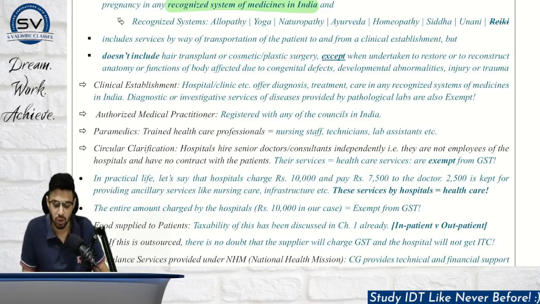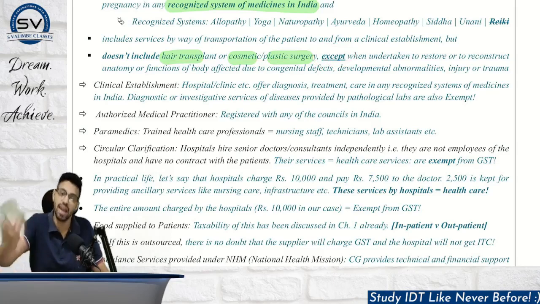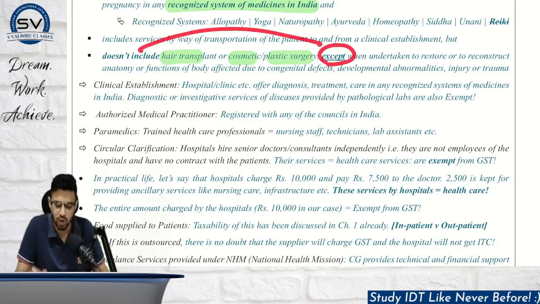Now learn the feel of it. Okay, you have to understand the logic. Hair transplant, cosmetic and plastic surgery, these generally are the activities associated with rich people. Okay, these are highly costly services, so here GST is not exempt. Except means it will again fall under the healthcare services. Do not include means outside the definition of healthcare services, except. So two negatives mean positive.